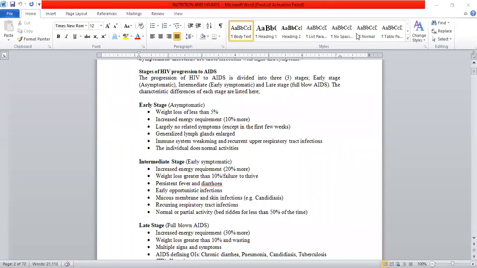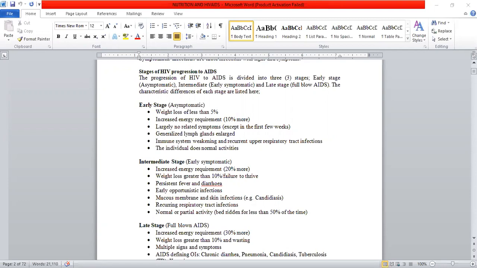Okay, anyway, let's continue. So the energy requirement is 20%. So remember how we did the calculation on the asymptomatic stage? It is 20/100 times 2,000. If the normal requirement is 2,000, you'll find 20/100 times 2,000. That will give you 400, right? Yes. So it means now this person, if at this stage, it will be 2,400 kilocalories, and that is what you use to do the calculation.